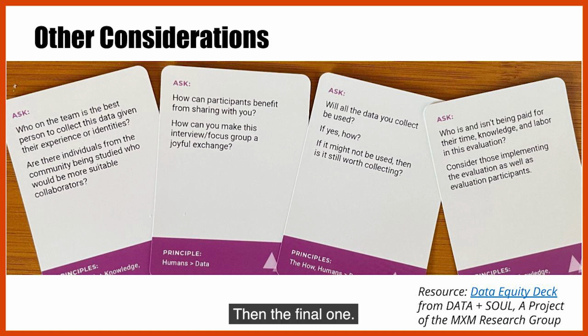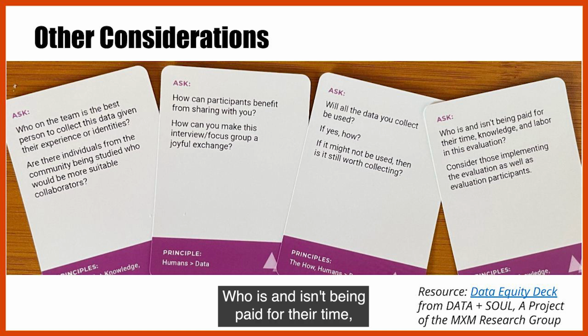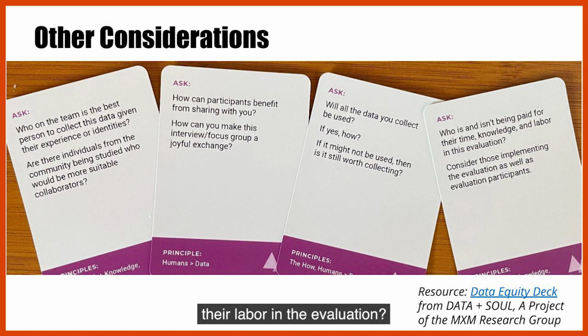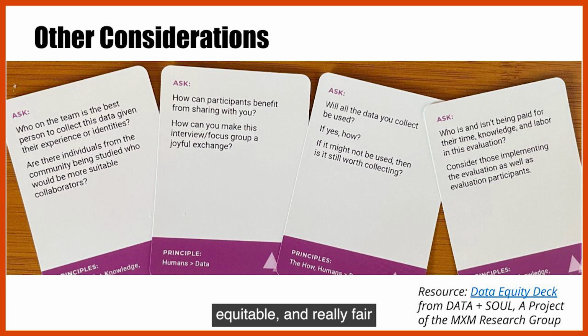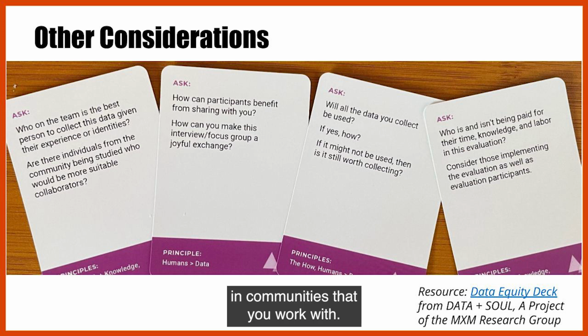And then the final one, who is and isn't being paid for their time, for their knowledge, and for their labor in the evaluation? And that's an important thing to think about, both in terms of who is actually collecting the data, who frequently are paid for their work, and who is the data being collected from, who frequently are not being paid for their work. So just some additional considerations as you think about how to be culturally responsive, equitable, and really fair in communities that you work with.